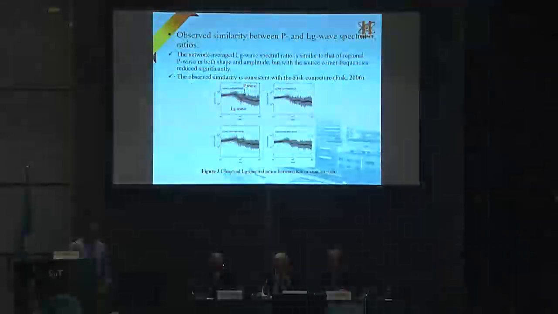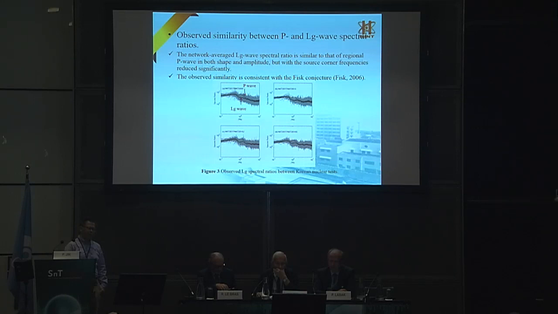Additionally, we also computed Lg wave spectral ratios. And we found that the network average Lg wave spectral ratio is similar to that of regional P wave in both shape and amplitude, but with the source corner frequencies reduced significantly. This phenomenon is consistent with the phase conjecture.